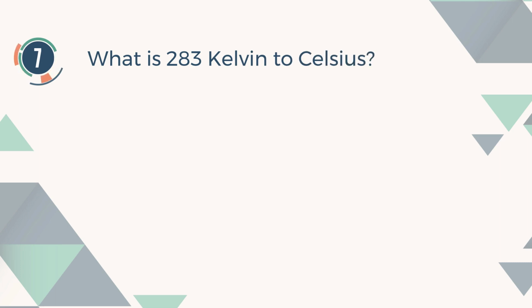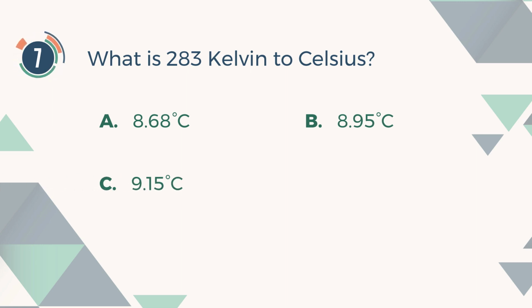Number 7. What is 283 Kelvin to Celsius? A. 8.68 degrees Celsius. B. 8.95 degrees Celsius. C. 9.15 degrees Celsius. D. 9.85 degrees Celsius.